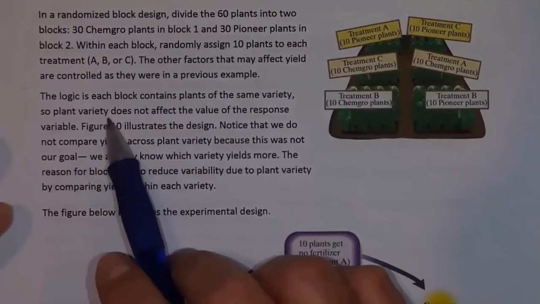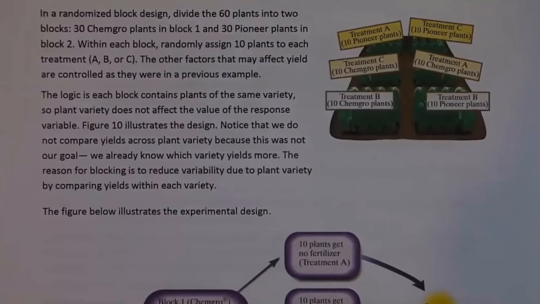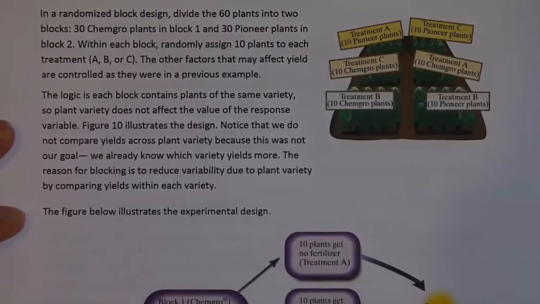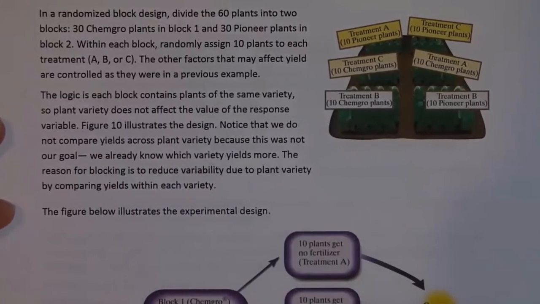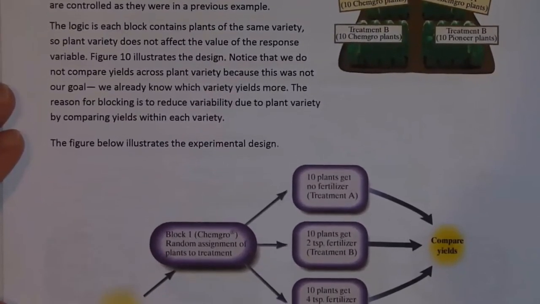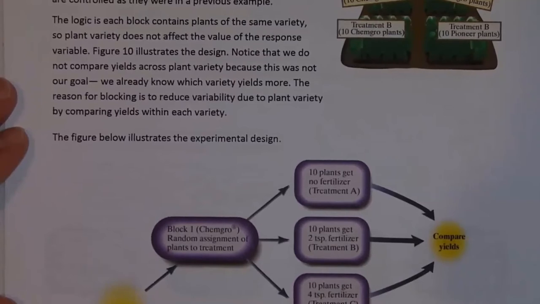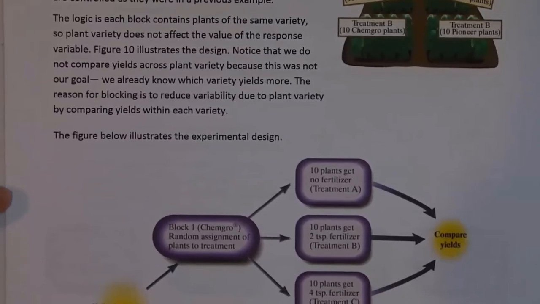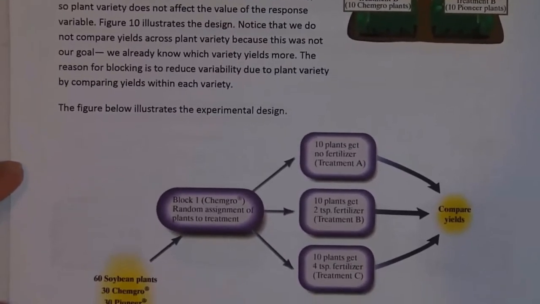The logic is that each block contains plants of the same variety. So plant variety does not affect the value of the response variable. So we're basically controlling that. The figure below illustrates the design. Notice that we do not compare the yields across plant variety because this was not our goal. We instead know which variety yields more. The reason for blocking is to reduce variability due to plant variety by comparing yields within each variety.